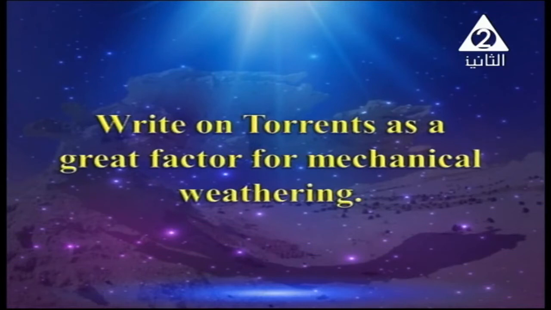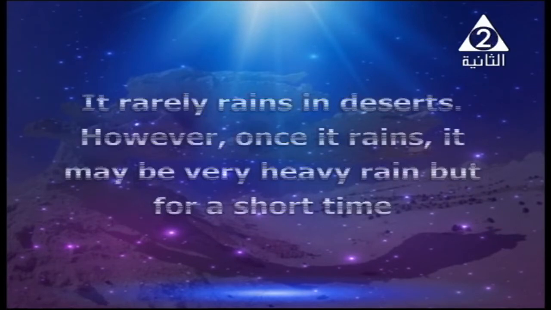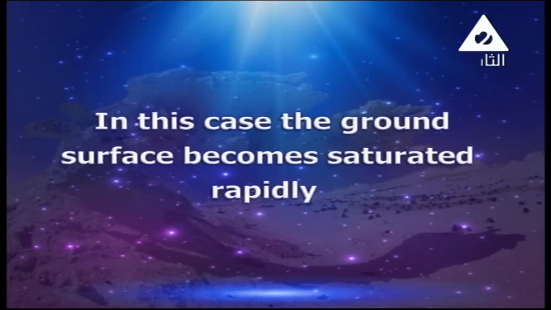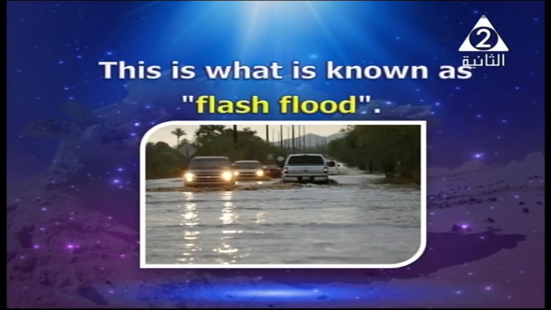We have another topic here, torrents, as a great factor for mechanical weathering. It rarely rains in the desert. However, when it rains, it may be very heavy rain, but for a short time, in which clouds pour all their water on a limited area. In this case, the ground surface becomes saturated rapidly, and water moves down slope at a very high velocity. This is what is known as a flash flood.